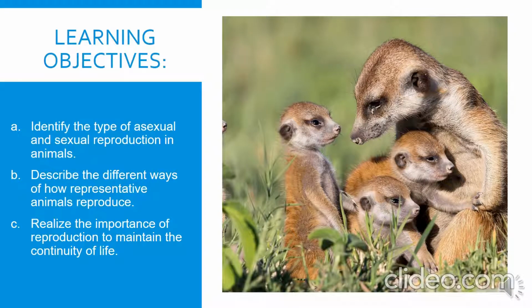To begin with our lesson, these are the learning objectives. Identify the type of asexual and sexual reproduction in animals. Describe the different ways of how representative animals reproduce. Realize the importance of reproduction to maintain the continuity of life.